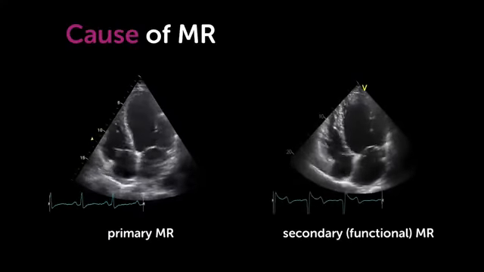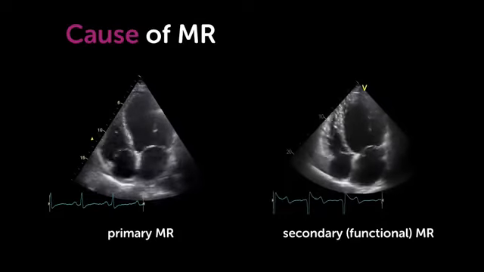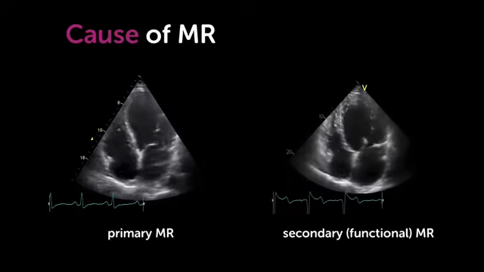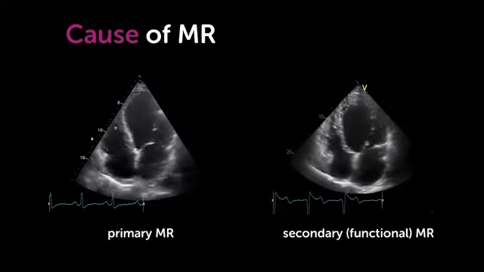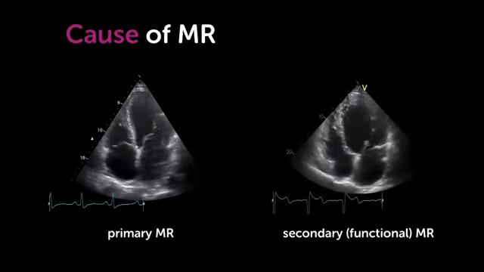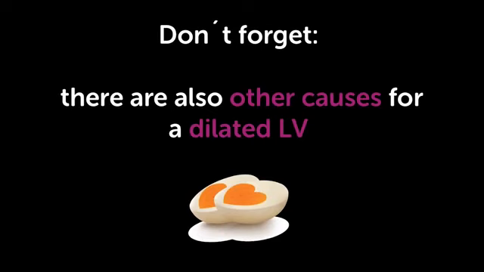What is the difference between the two with respect to the cause of mitral regurgitation? The first case had primary mitral regurgitation following endocarditis. The second patient had functional or secondary mitral regurgitation because he has dilated cardiomyopathy and because the mitral annulus is simply dilated. There are also other causes for a dilated left ventricle. Mitral regurgitation can cause left ventricular dilatation, but in turn, a dilated left ventricle can also cause mitral regurgitation. So sometimes we have the so-called hen-egg dilemma where we do not know what came first, regurgitation or dilatation.